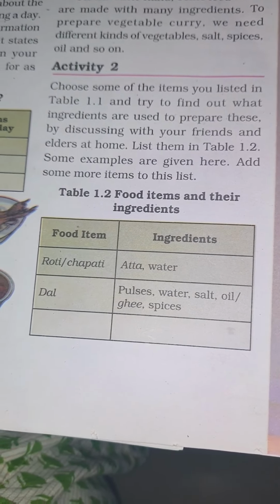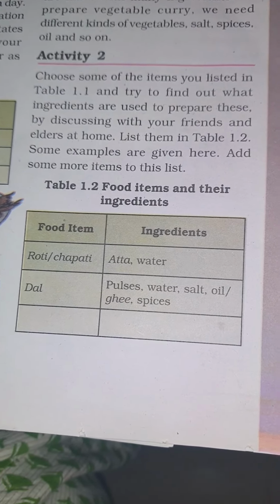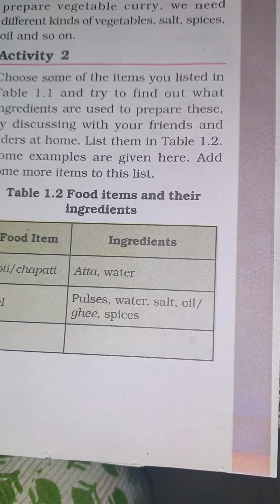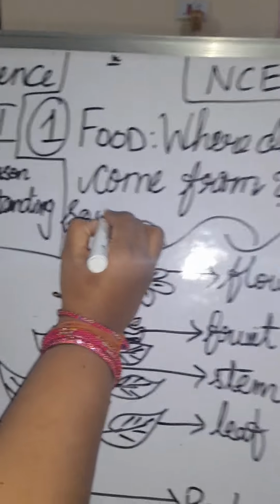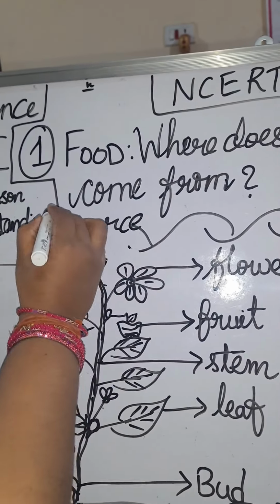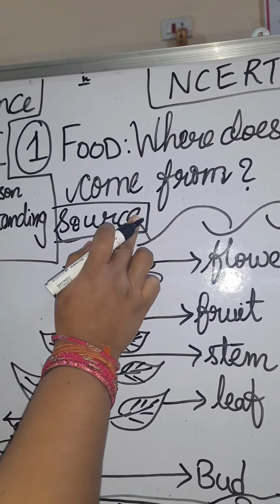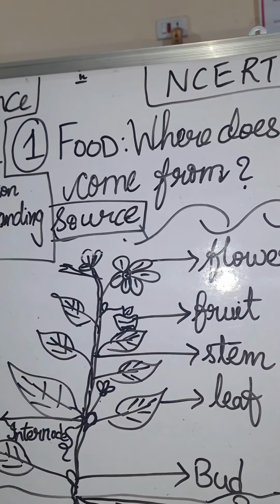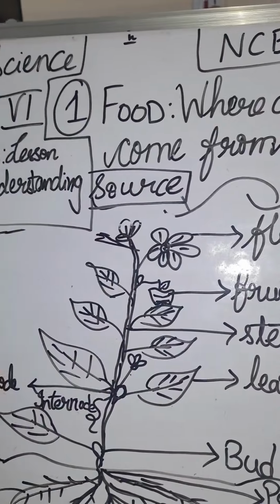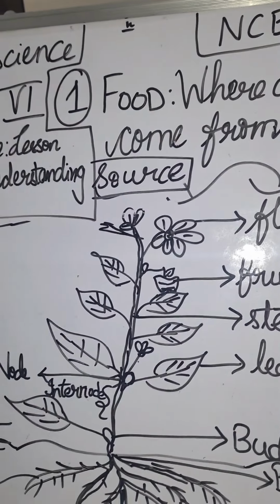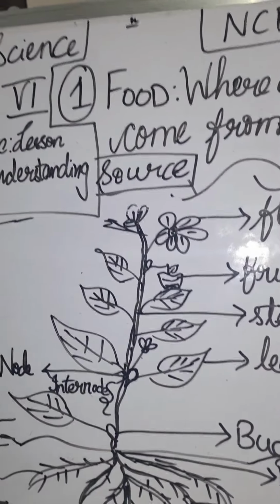Source means what, children? What do you mean by source? S-O-U-R-C-E. This is a very important word. Yes, source. Source means from where you are getting it. That is called source. What is the source of our food? Our main source of food is plants and animals.